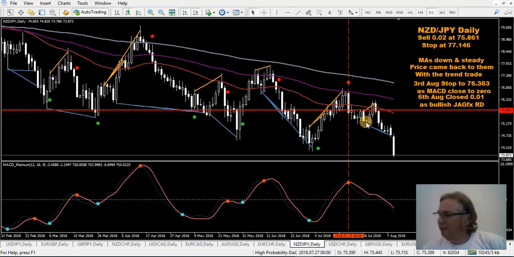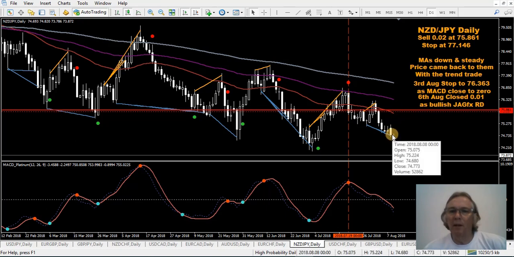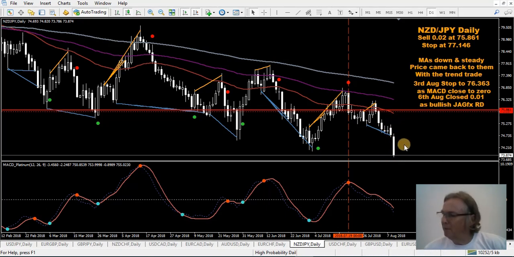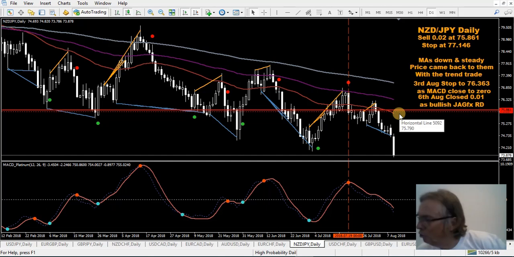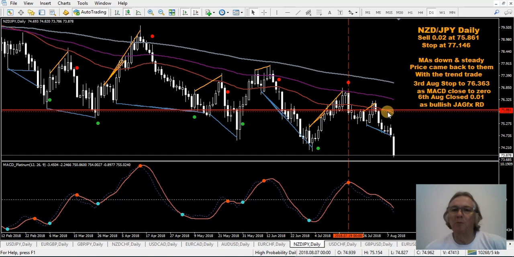New Zealand yen, let's have a look what we do here. We're in a sell, and this is even matching the MACD, which is great. Just reading my notes here. I've already closed half. All I did this morning was move my stop down inside the entry point, and that's down to 75.804. So all I've done is move my stop down. That's a pretty good trade.